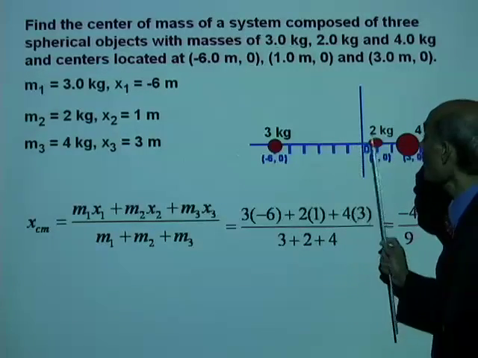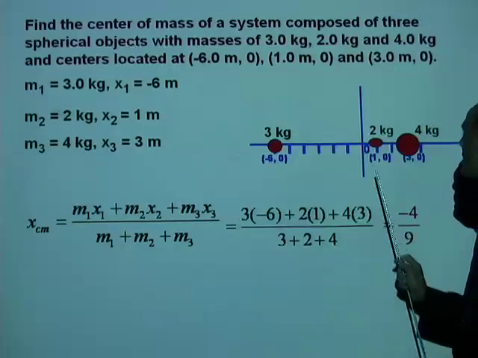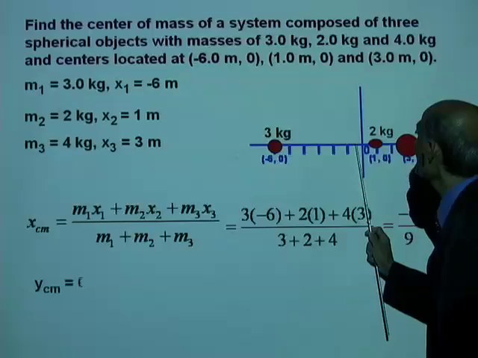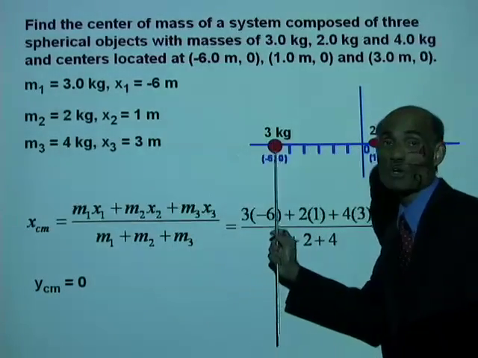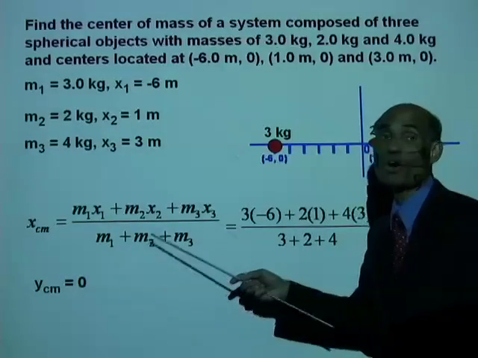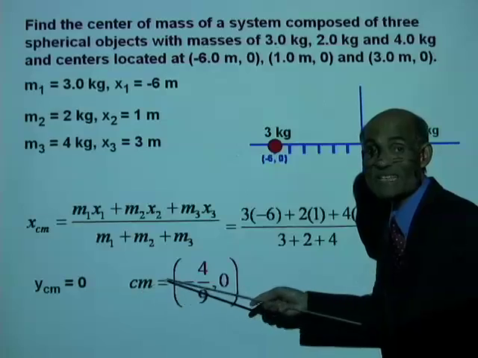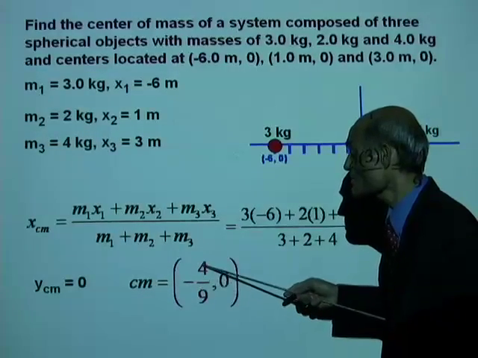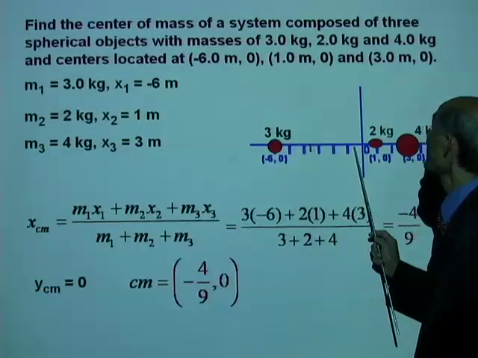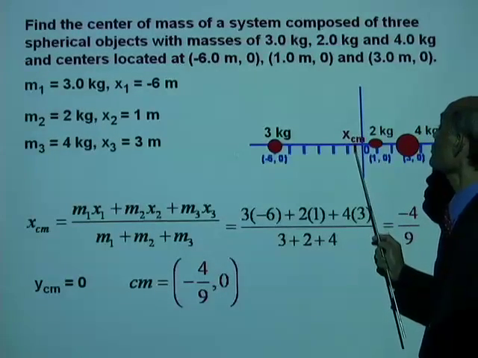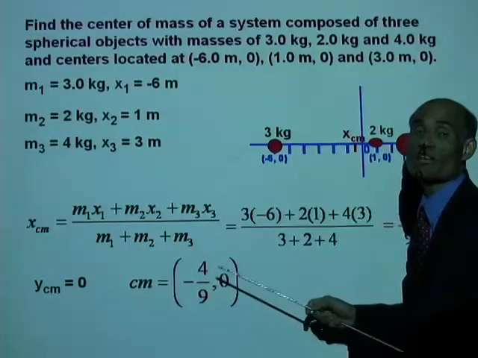The position of the center of mass of these 3 objects is at -4/9, somewhere here. Of course, the y center of mass is 0 because all these objects are placed on the x-axis. So, the center of mass is at this point, (-4/9, 0). And where is that point? It is right here. This is the x center of mass, which is -4/9, 0.